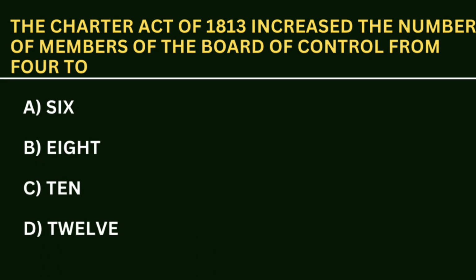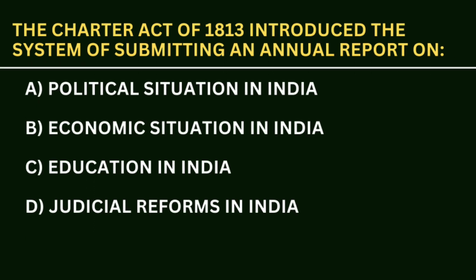The Charter Act of 1813 increased the number of members of the Board of Control from 4 to. Option C is correct, 10. The Charter Act of 1813 introduced the system of submitting an annual report on. Option A is correct, political situation in India.